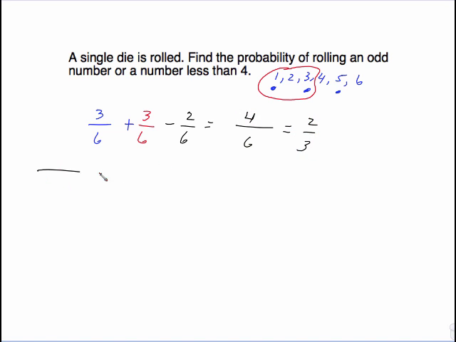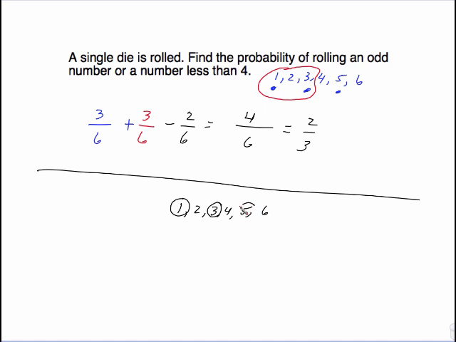Now there's another way to do this without the formula, and it is to have the sample space in front of you and just circle up what works. Odd number, 1, 3, 5. Not writing anything down yet. Then I want to find or number less than 4. That's less than 4, but I've already counted it.